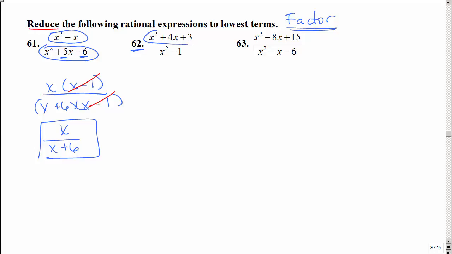Number 62. We're going to factor that. Pretty easy. 3 and 1 is it. That's the difference of two squares. Then we reduce out those common factors.